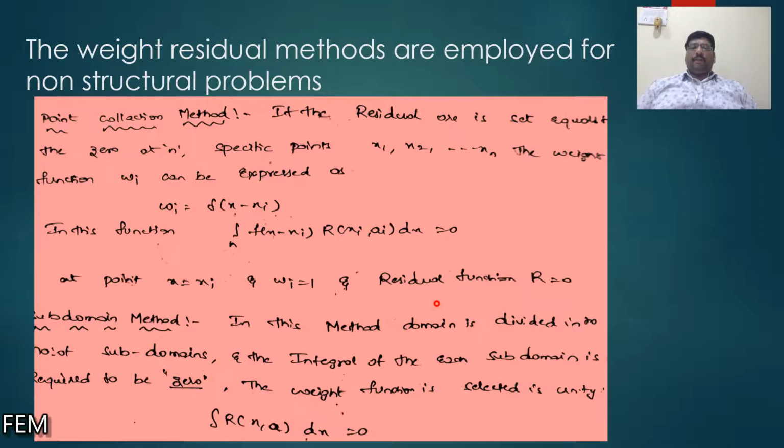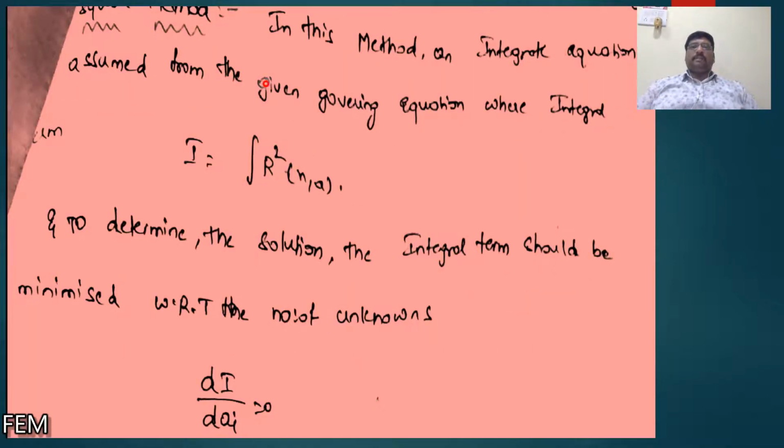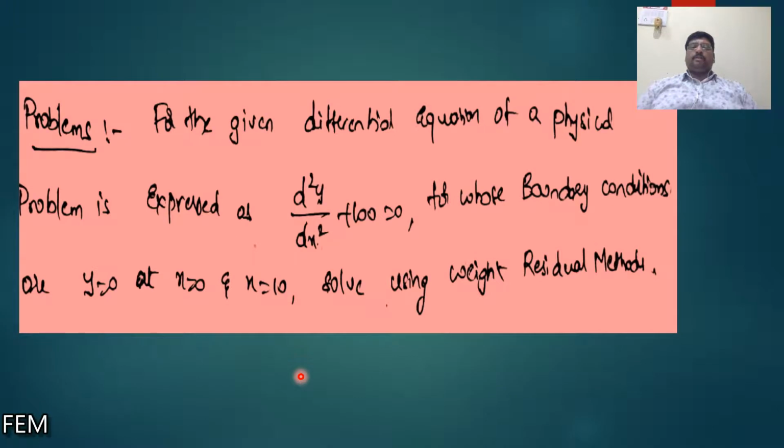If I am having the integral function, next one is the least square method. In the least square method, first of all I determine the integral function I, which is equal to the integral of r square dx, and I minimize the integral function I with respect to the admissible fields. Then I get the solution, that is the integral least square method. Okay, so let us solve the problem.